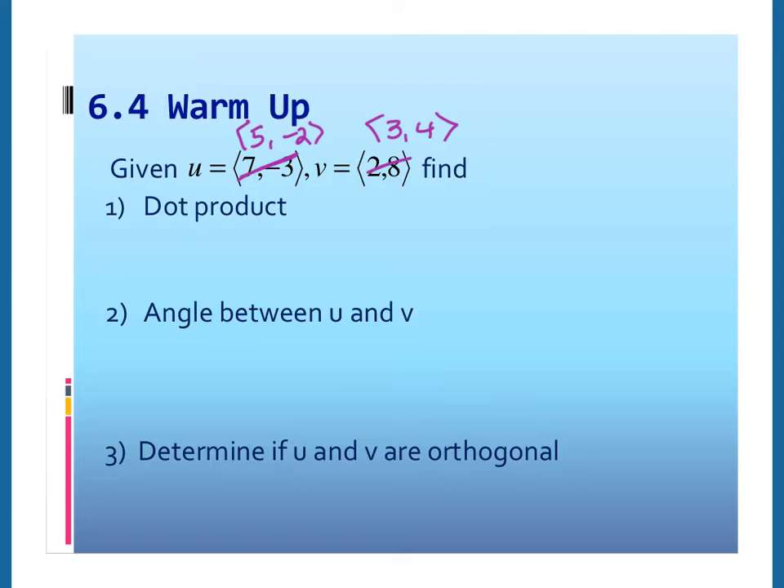So in 6, 4, we covered dot product and then the properties of dot product. We covered the angle between two vectors and then orthogonal. So dot product, what do I do?